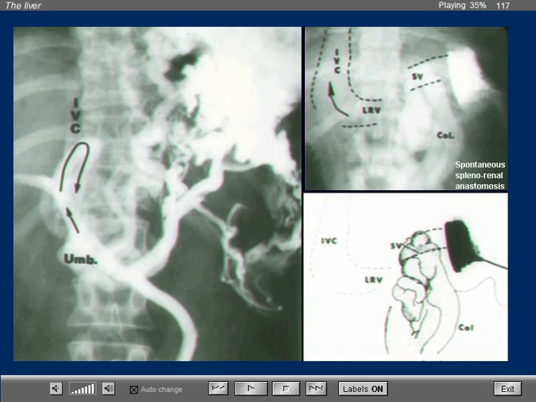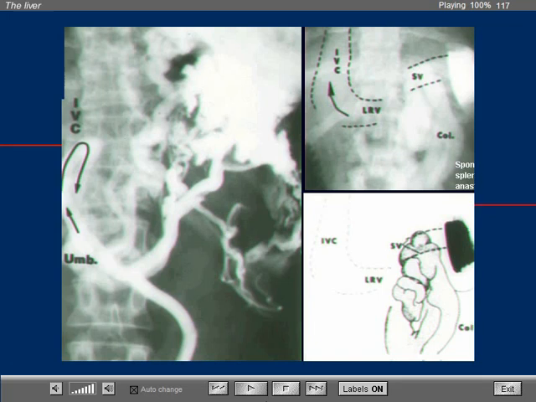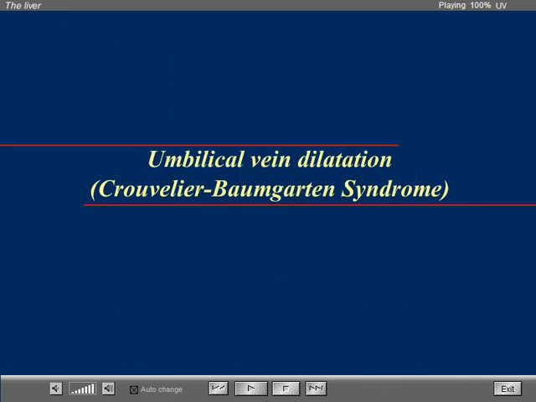Collaterals may connect the splenic vein to the left renal vein. This is another mechanism of portosystemic communications, and actually the surgeon tends to use the distal splenorenal shunt to artificially connect the splenic vein to the left renal vein, but some individuals have spontaneously developed portosystemic anastomosis between the splenic vein and the left renal vein, as in this case.